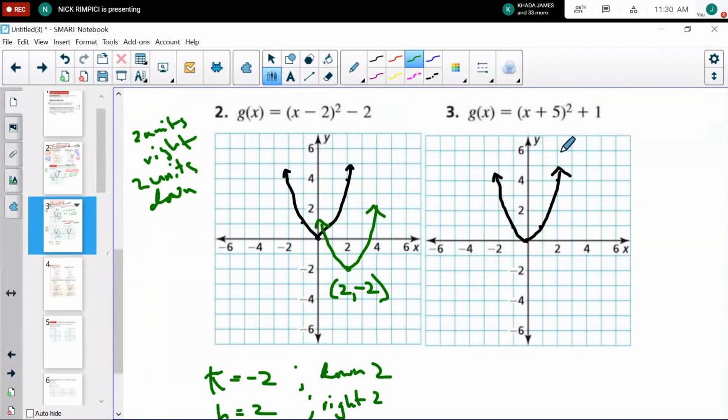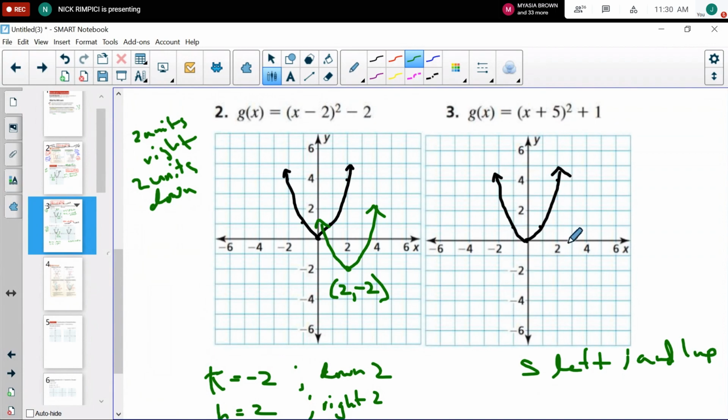Anybody want to give me what happened in example 3? So what happened here? I'll go. Yeah, sure. Go ahead. I don't know if it's right, but it's 5 units left and 1 unit up. 5 left, and you are correct. 5 left, 1 up. Let's take a look at why that's the case. 5 left and 1 up.